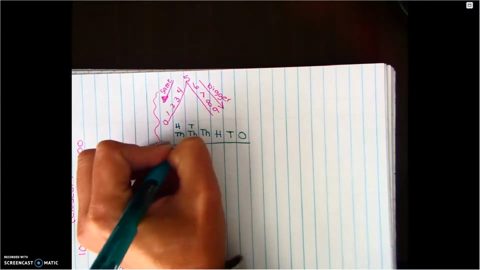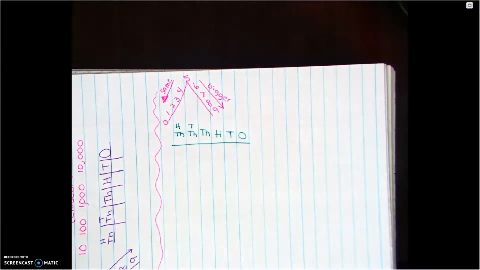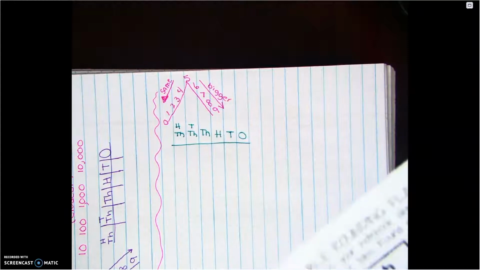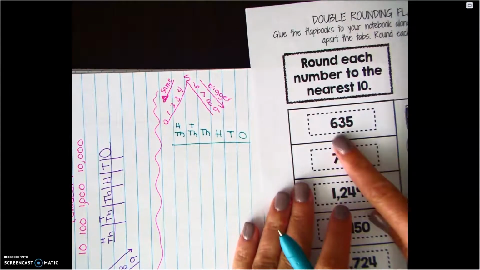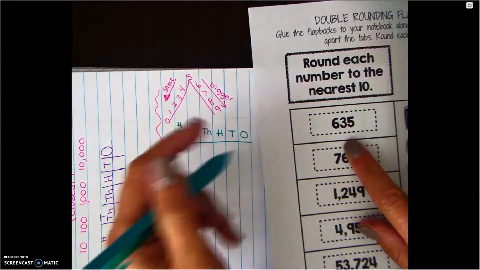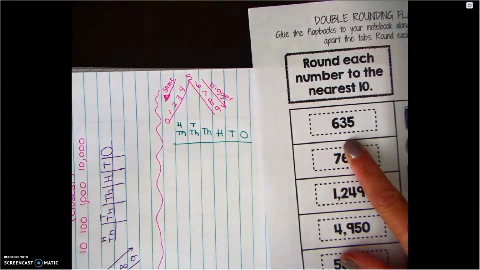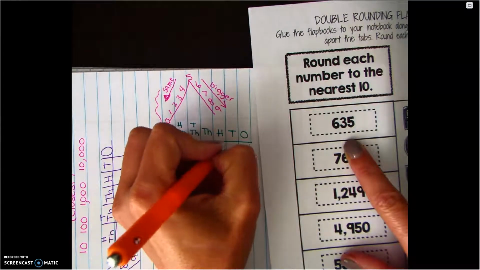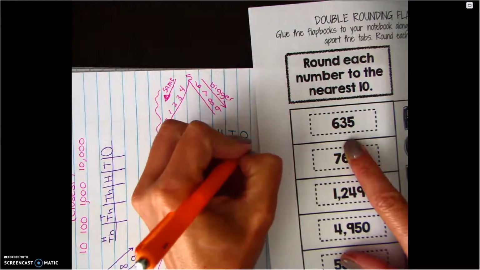Draw my line. And right away, when I get my number, let me pull out my paper for us. When I get my number, I'm going to put it right into, here's my number, and the directions are round to the nearest 10. So I'm going to put my number right in my chart. That's my very, very first step, is put my number right in my chart. I'm going to go 635.